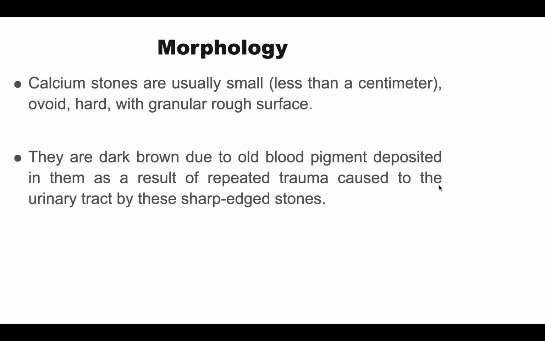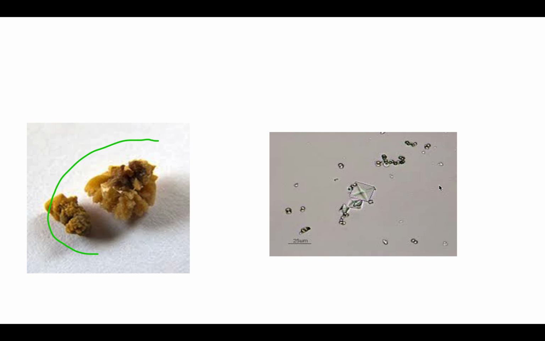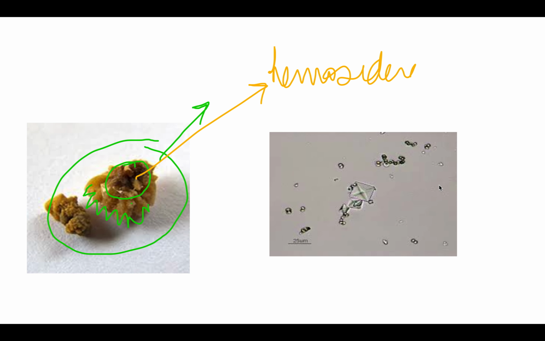Going to the morphology of the stone. Here you can see the gross morphology of the stone. You can see the stone has sharp edges, is yellow in color, and does have brown patches. Now, what are these brown patches? The brown patches are from the injury it has caused to the urinary tract. There is injury, then there is excretion of blood, and the blood converts into hemosiderin and deposits over the stone. So these are hemosiderin marks on the stone. This is the gross picture of the stone.